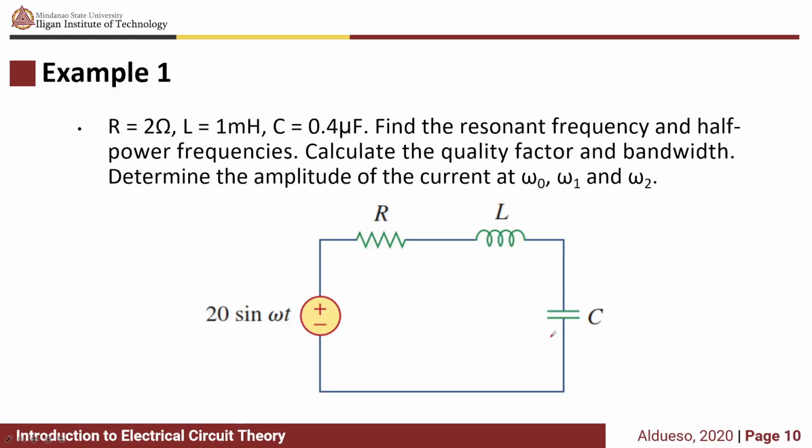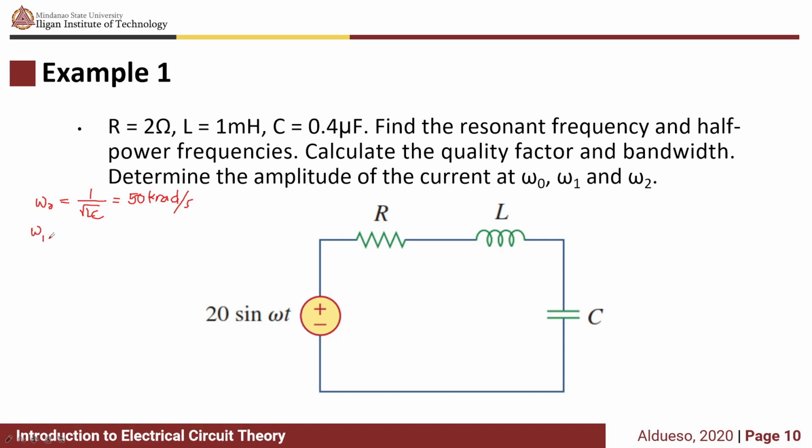So for example, we have this circuit. Find the resonance frequency and half power frequencies. Calculate the quality factor and bandwidth. Determine the amplitude of the current at omega naught, or at resonance frequency, and at the half power frequencies. Omega naught is just equivalent to 1 over square root of LC, which is 50 kilorad per second.